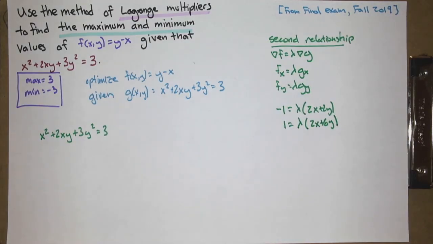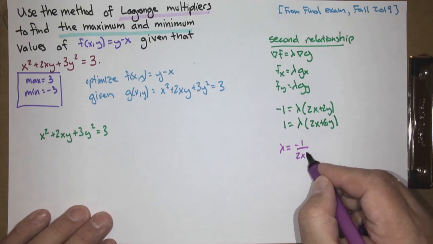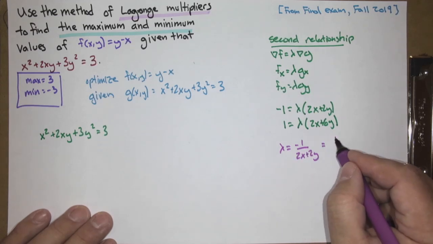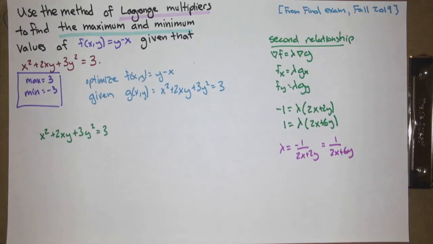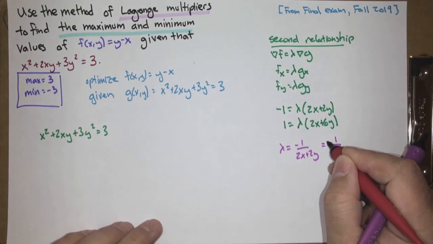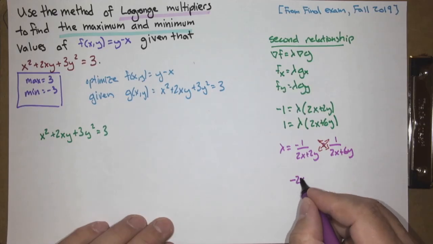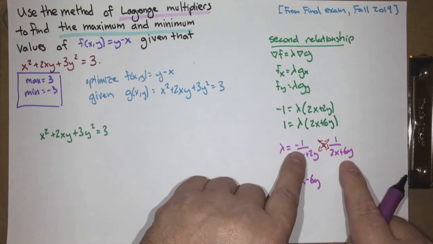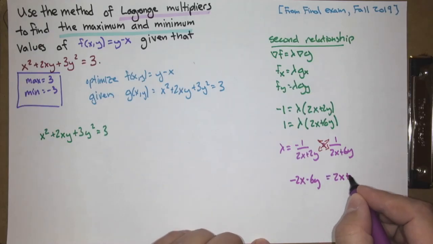Now, I encourage you to solve for lambda. There's other ways to do it, but essentially it ends up being the same. So lambda is -1 over 2x plus 2y, but it's also equal to +1 over 2x plus 6y. And from here, if you cross multiply, because fractions are scary, then we don't have to worry about fractions. We'll get minus 2x minus 6y, the minus 1 times 2x plus 6y, is equal to positive 2x plus 2y.